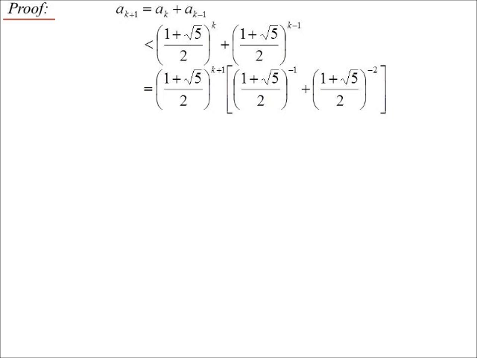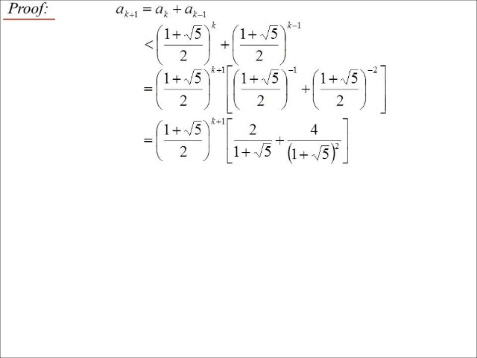Normally when we pull out the common factor, we pull out the lowest power, but I didn't. This time I pulled out the power that I want, because I want to end up with the power of k plus 1. So now all I really have to do is play with these brackets and show it's less than 1, or equal to. So let's have a look inside the brackets. Alright, so, well, power minus 1 just means reciprocal. Power minus 2, reciprocal squared.